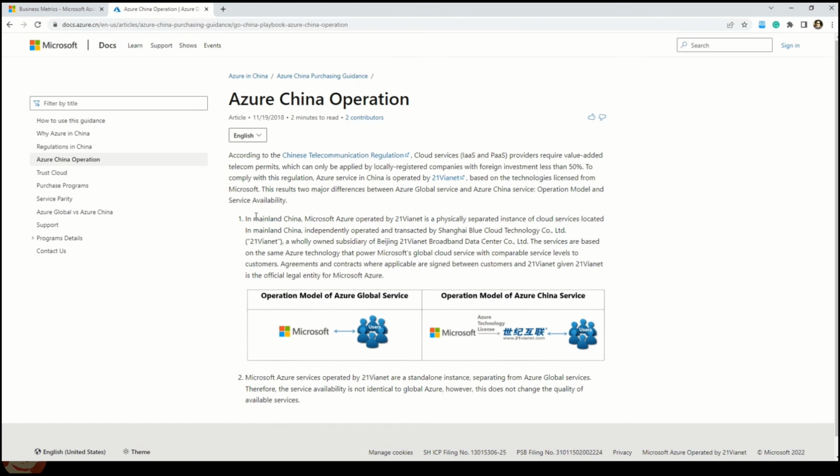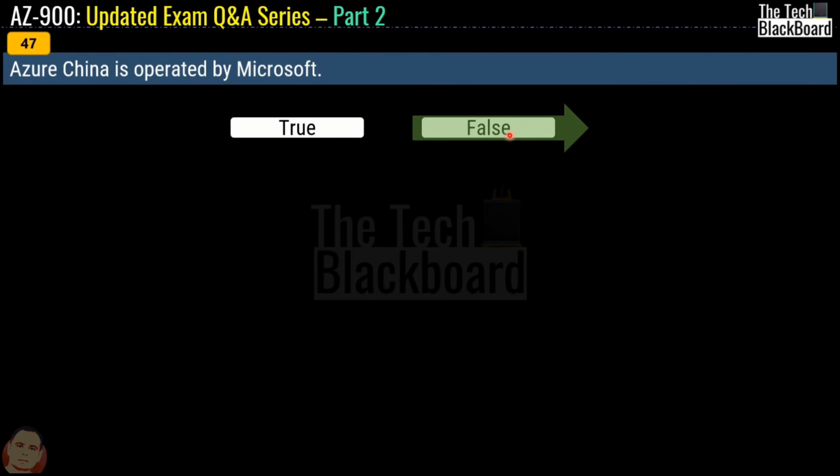Here you can read that in mainland China, Microsoft Azure is operated by 21Vianet, which is a physically separated instance of cloud services located in mainland China. And that's the reason we have selected false here.